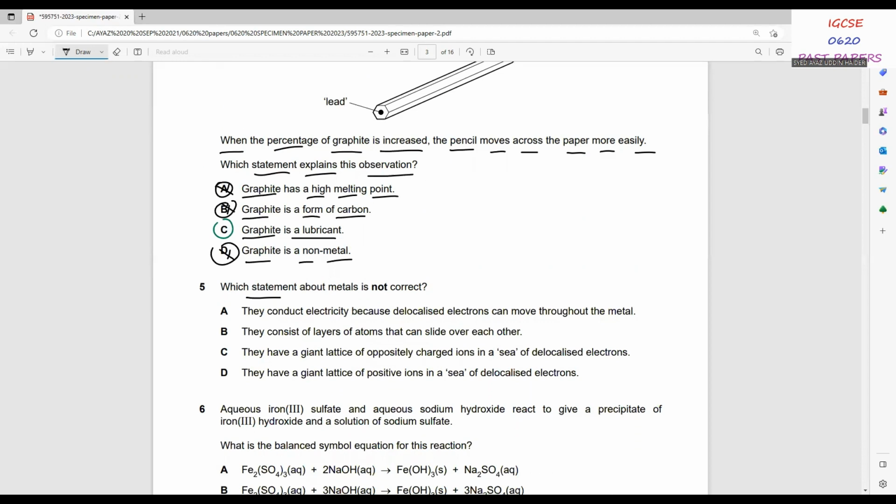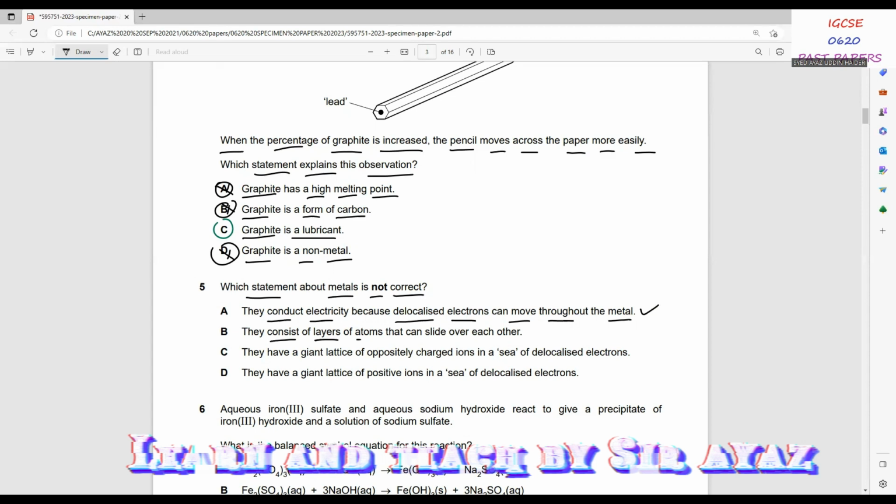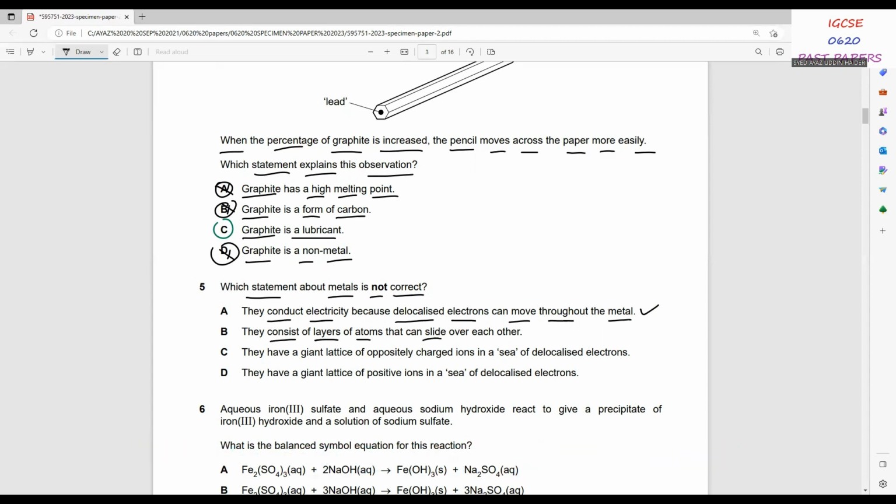5. Which statement about metals is not correct? This is a statement about metals, so let's see all these statements. A, they conduct electricity because delocalized electrons can move throughout the metal. This looks right to me. B, they consist of layers of atoms that can slide over each other. This is also correct. C, they have a giant lattice of oppositely charged ions in a sea of delocalized electrons.